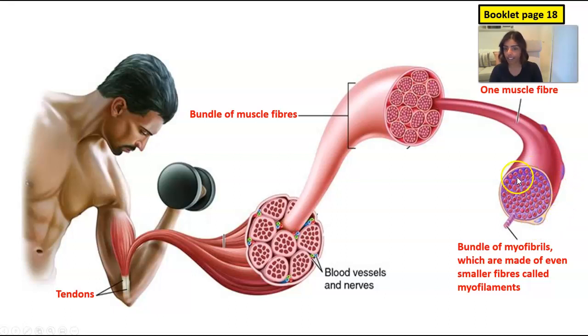If we look at the end of one muscle fiber, we can actually see even smaller structures called myofibrils. Now each myofibril is made up of the smallest unit, which are called myofilaments. So I know that's a lot to take in, but we're going to break all of that down and talk about them individually.